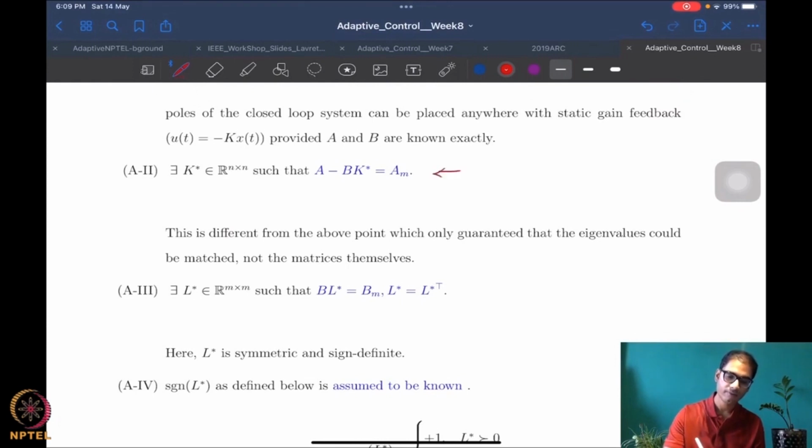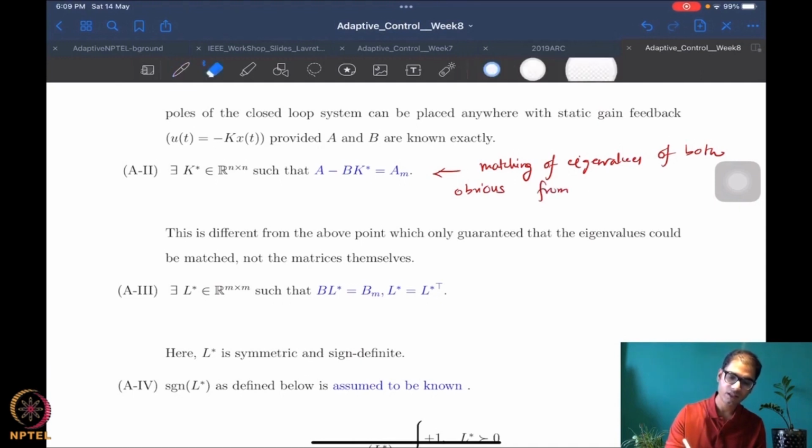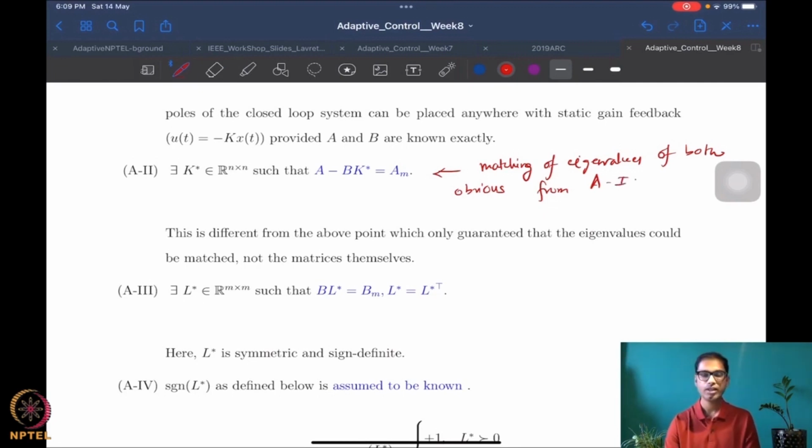So matching of eigenvalues of both is obvious from assumption A1, right? It's obvious from assumption A1. Okay, but we are talking about something more.